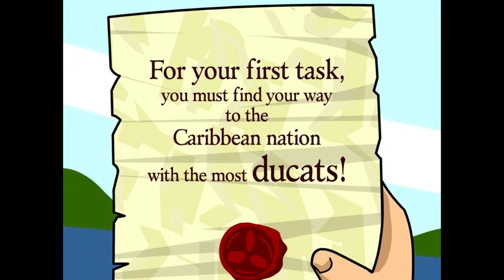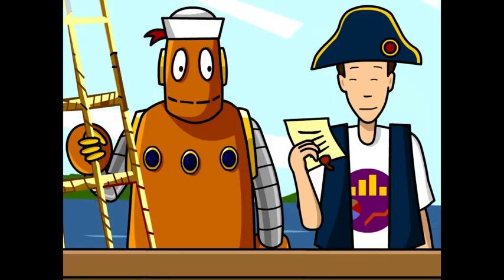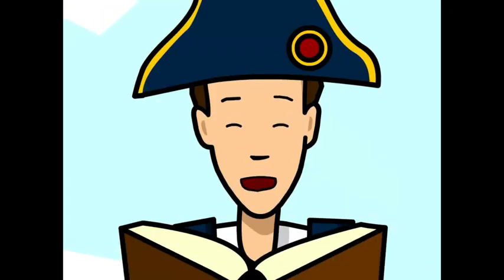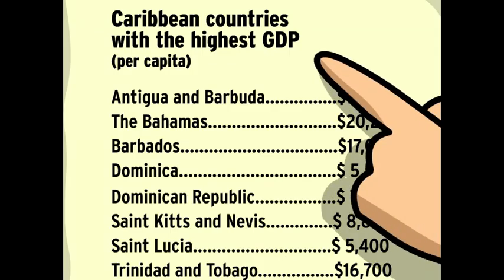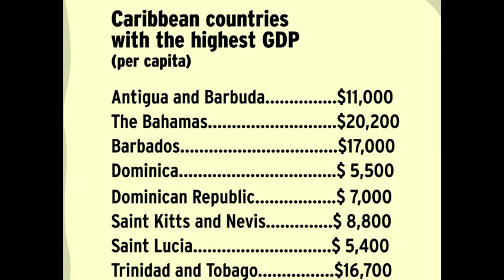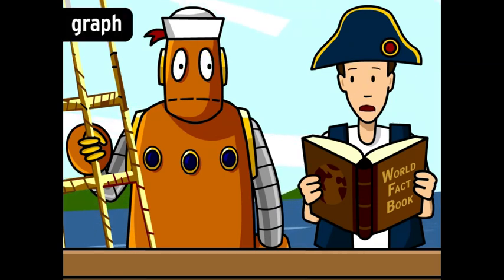For your first task, you must find your way to the Caribbean nation with the most ducats. Ducats? Oh, money. Well, sounds like a job for my trusty world fact book. You can find anything in there. Let's see. Caribbean countries with the coolest flags. Caribbean countries with the most spectacular shipwrecks. Ah, here it is. Caribbean countries with the highest gross domestic product. Oh, well, that's a measure of how much money a country has. But you know, this list of numbers is all garbled and confusing. Maybe we should use a graph to help us visualize which one has the most ducats.